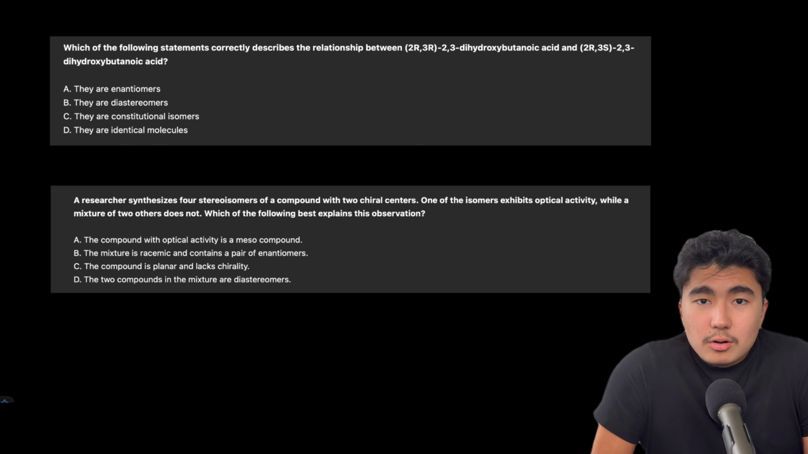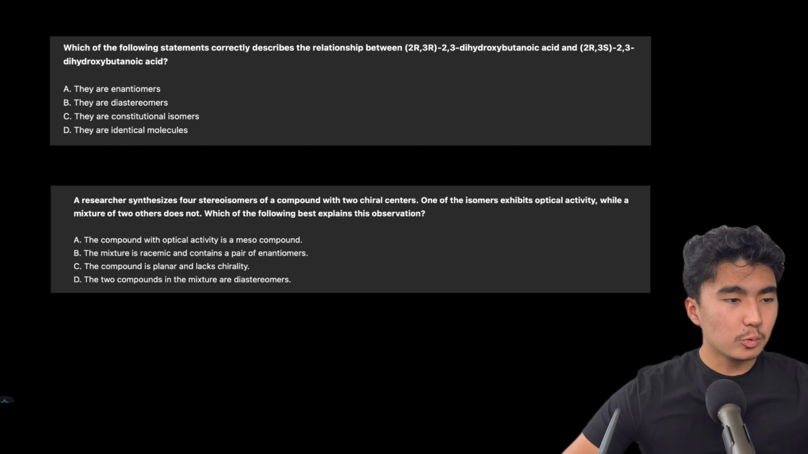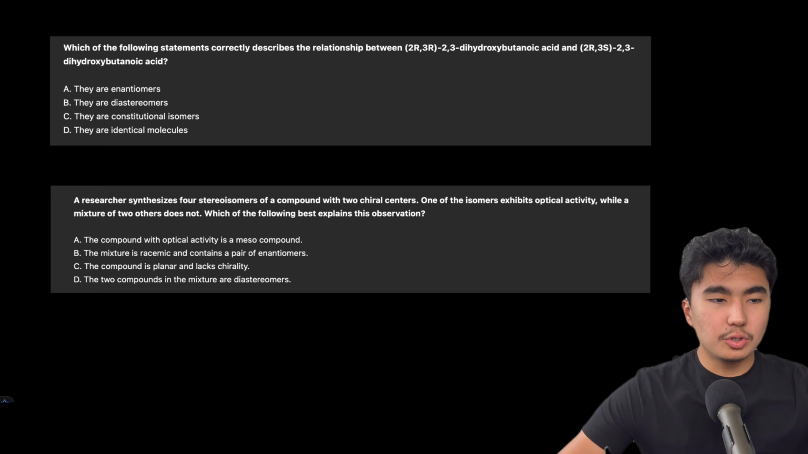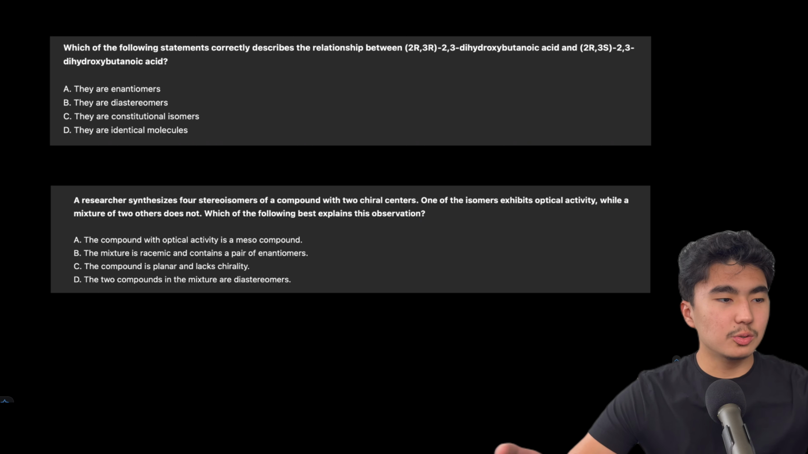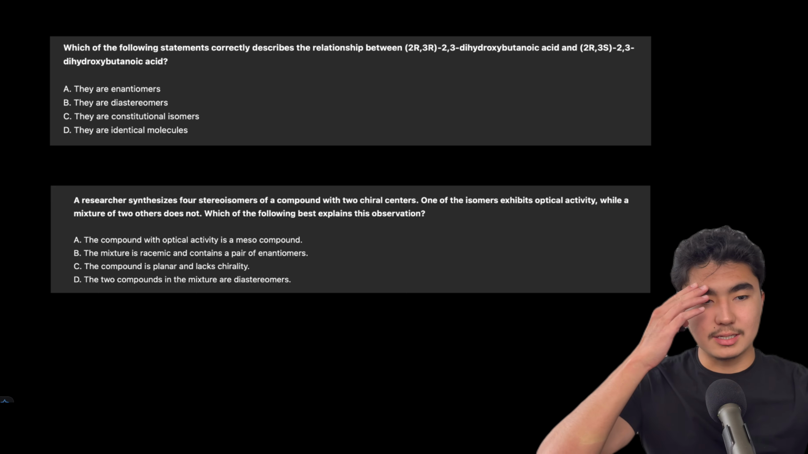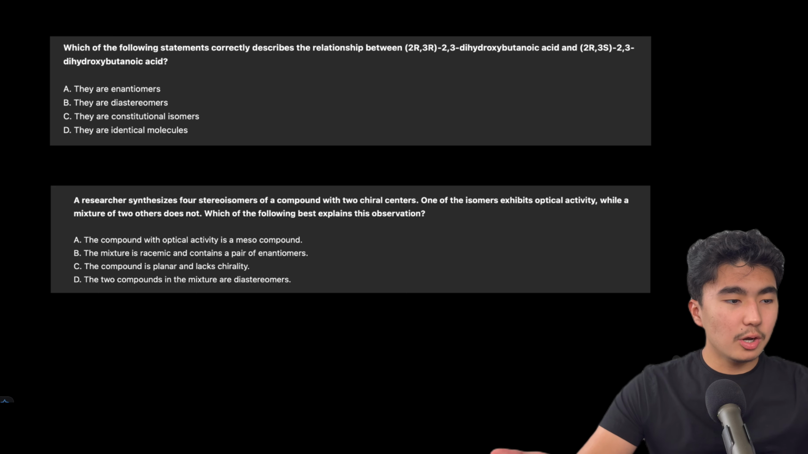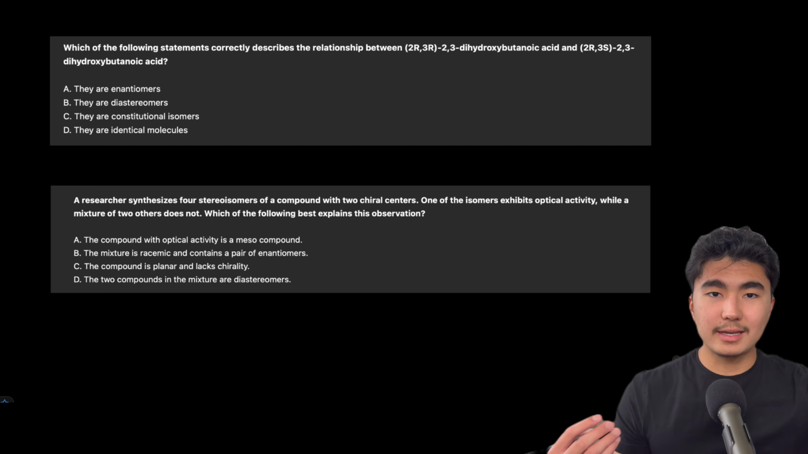All right, so let's go over the first question. Question 1, which of the following statements correctly describes the relationship between the 2R3R 2,3 dihydroxybutanoic acid and 2R3S 2,3 dihydroxybutanoic acid? All right, so we know that we're dealing with diastereomers. We know we're dealing with R and S configurations.